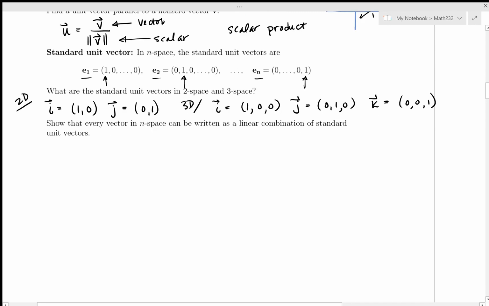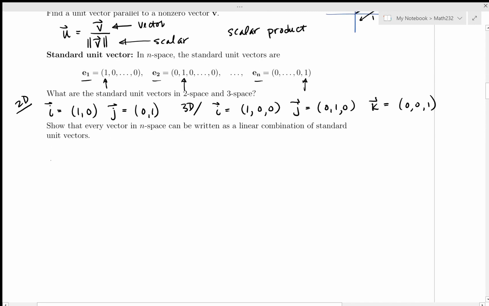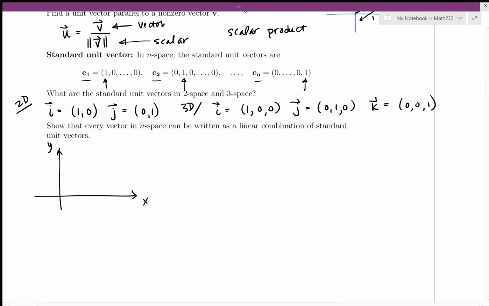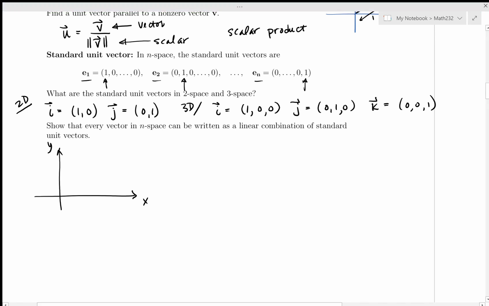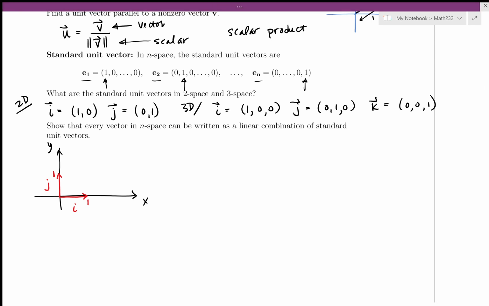So let's just draw a picture of where these vectors are in 2 dimensions. Here's our 2-dimensional coordinate system. And then we're going to have the 2 standard unit vectors that we've identified here. This one will be i, and this one here will be j. They are of length 1. So this point on the x-axis is 1, and this point on the y-axis is also 1. They are of length 1, and they are oriented thus.